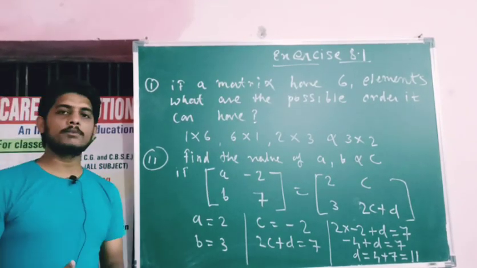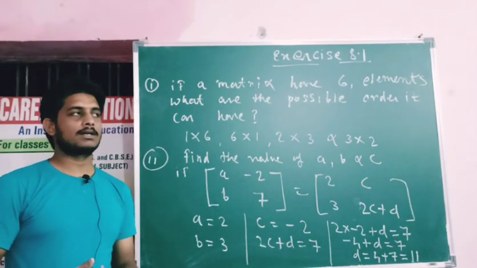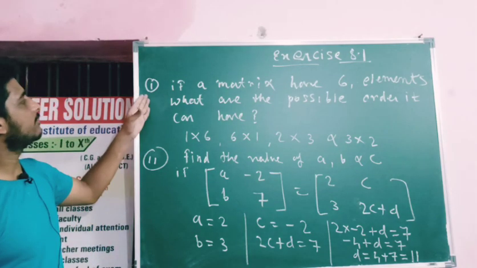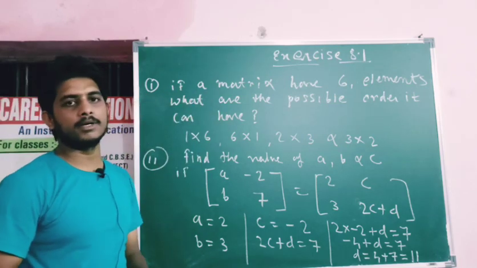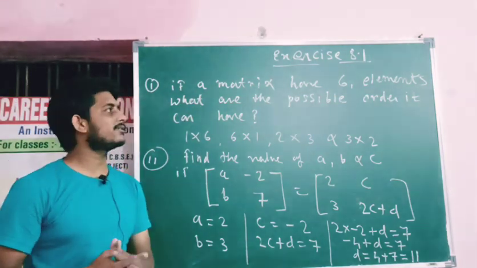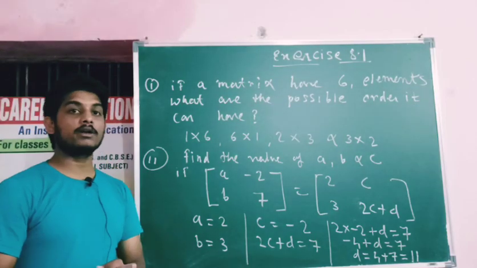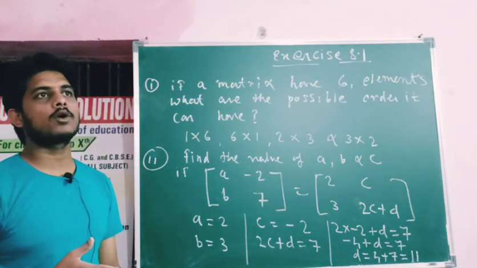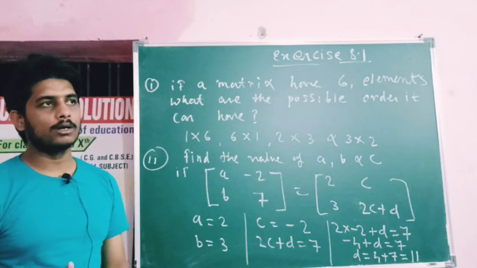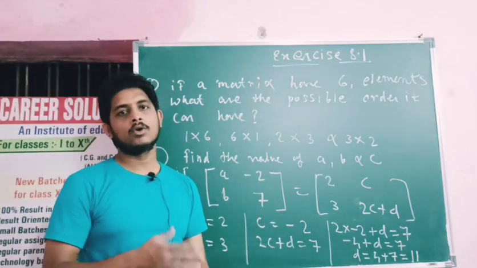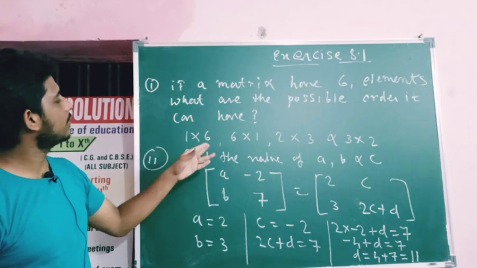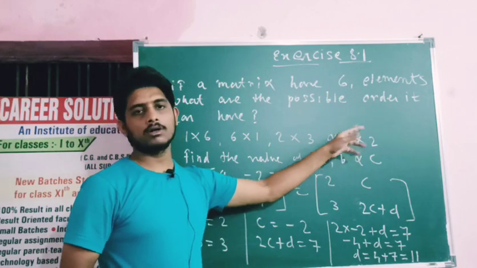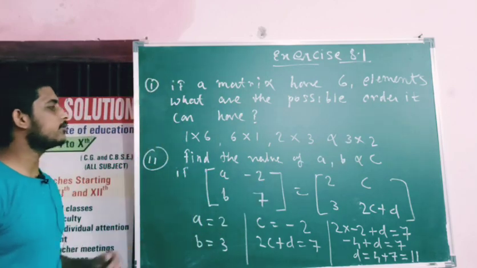Now we are going to solve some numericals of exercise 8.1 of class 10th chapter Matrices. There is the first question. If a matrix has 6 elements, meaning any matrix has a total of 6 elements, what are the possible orders it can have? There can be 1 row, 6 columns; 6 rows, 1 column; 2 rows, 3 columns; or 3 rows, 2 columns. So the order of the matrix would be either 1 cross 6, 6 cross 1, 2 cross 3, or 3 cross 2.